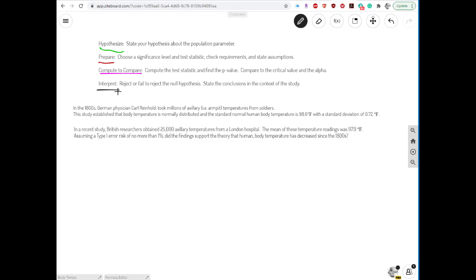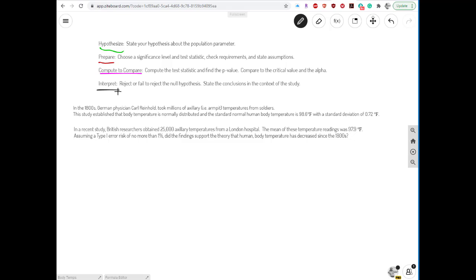It says that in the 1800s, so a long time ago, this German physician took a ton of temperatures. He took the temperature from the armpit of soldiers, and he established that the normal body temperature is 98.6 degrees Fahrenheit with a standard deviation of 0.72 degrees Fahrenheit. Okay, that's what's known. Now, in a recent study, these British researchers took 25,000 armpit temperature readings from patients in a London hospital.